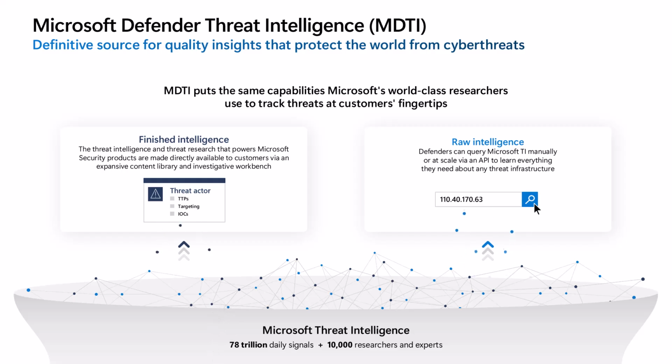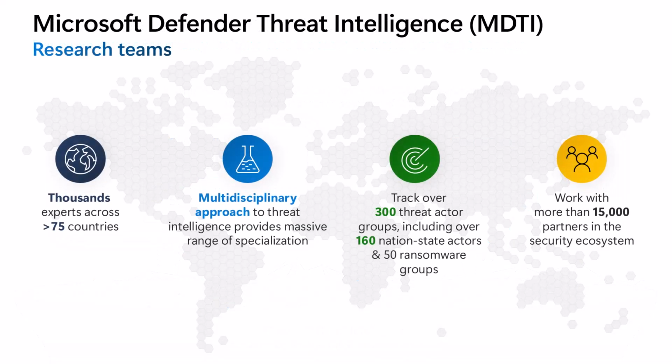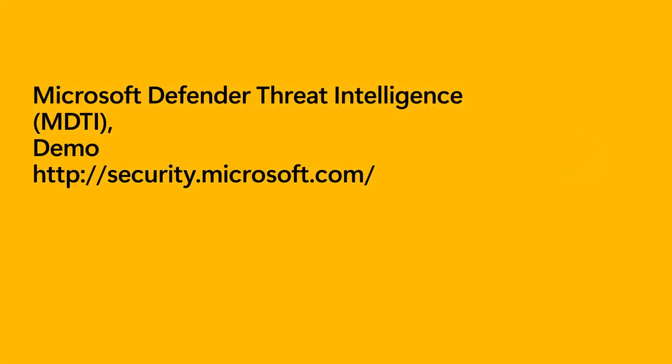Our threat research teams comprise thousands of experts across more than 75 countries. Those experts span a massive range of specializations, which helps us understand all types of threats. We are currently tracking over 300 threat actor groups, including 160 nation-states. We also have a partner network of more than 15,000 partners across which we are continuously sharing crucial information and intelligence. Now let's look at a demo of Microsoft Defender Threat Intelligence. After that, we'll look in more detail at Security Copilot.